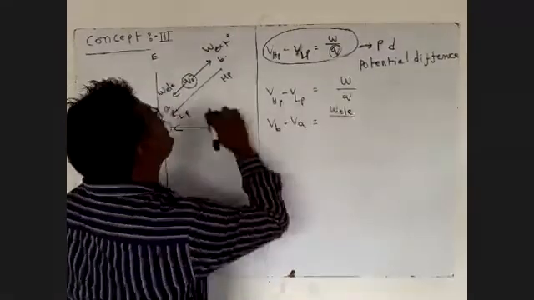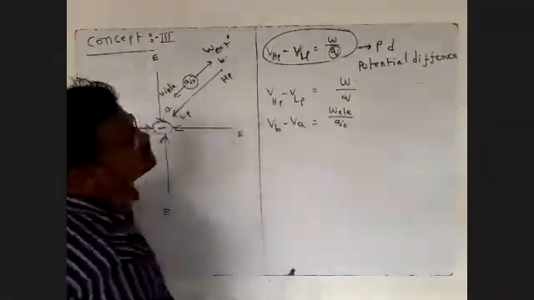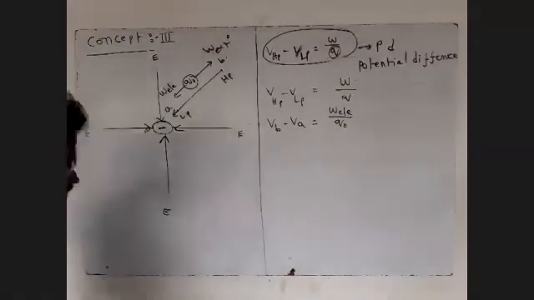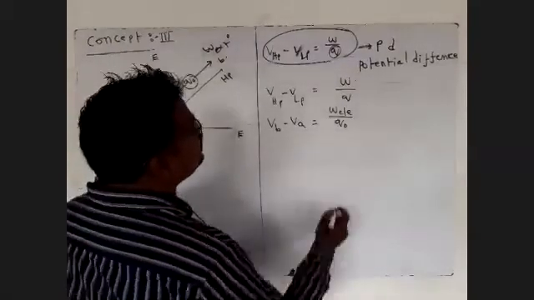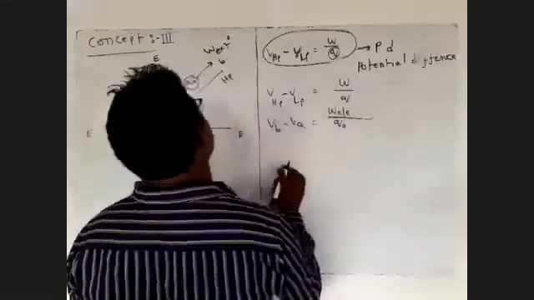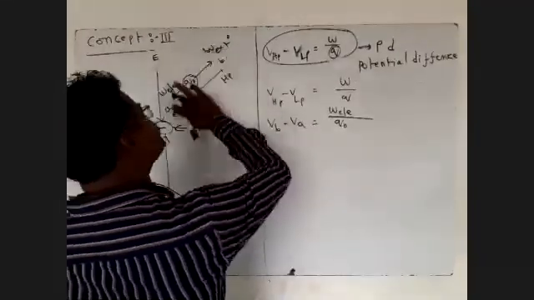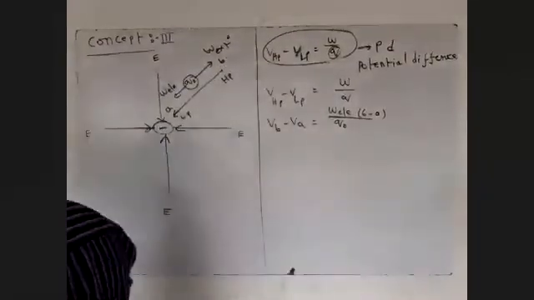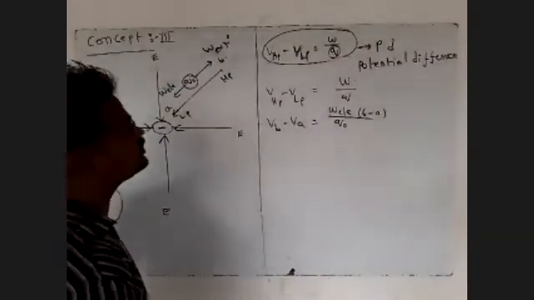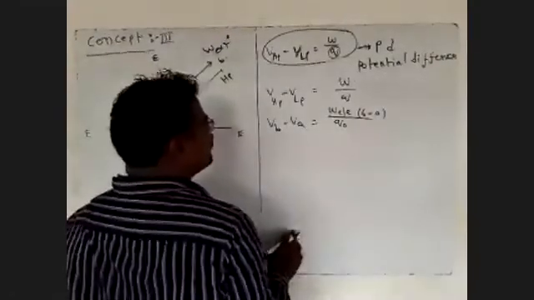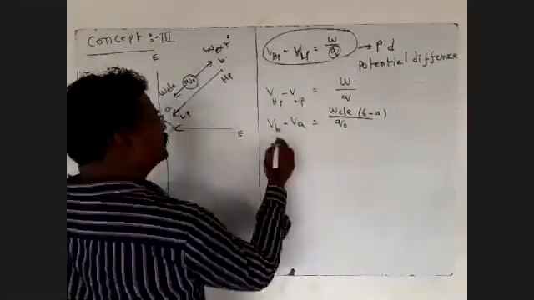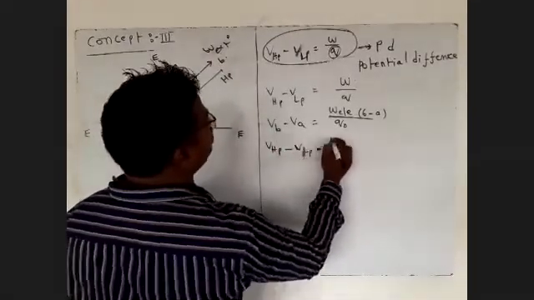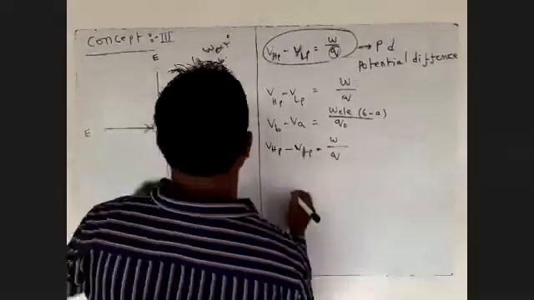What is the charge? That is Q naught, the test charge we are checking. The charge is moved from B to A. Q naught is a positive charge. So higher potential minus lower potential is W by Q naught.